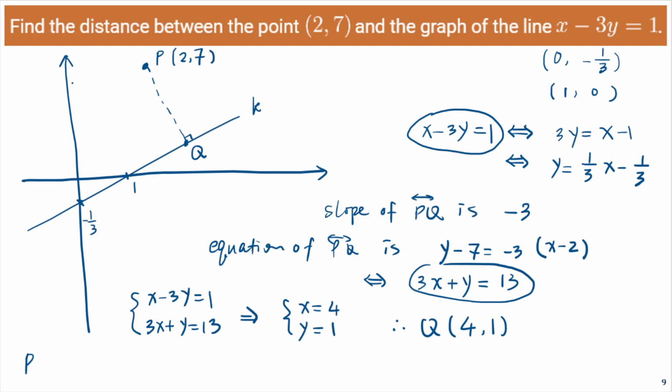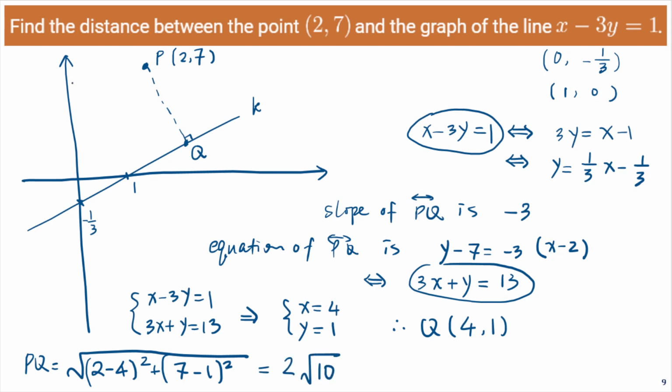Then we can find the length of PQ, which is the square root of (2 minus 4) squared plus (7 minus 1) squared. This gives us 2 square root 10. Did you get it?